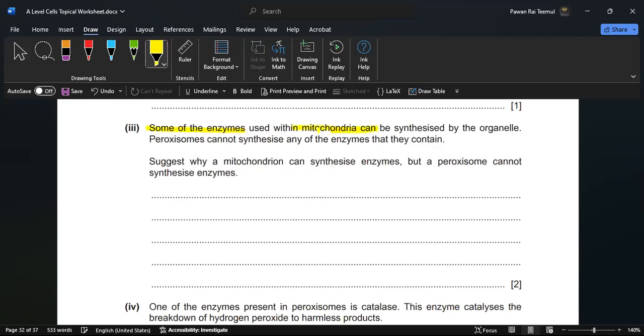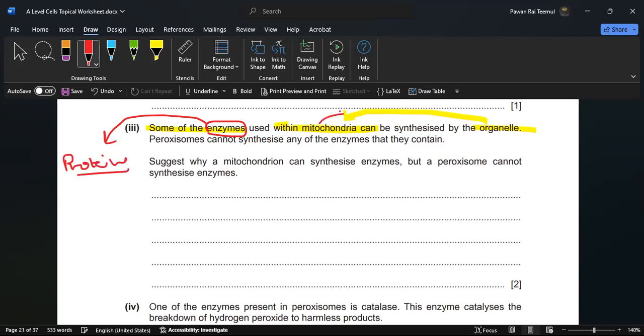Some of the enzymes used within mitochondria can be synthesized by the organelle, so that is by mitochondria itself, because it has its own ribosomes. Enzymes are proteins. Mitochondria has its own 70S ribosomes along with its own circular DNA, which allows it to make its own proteins that are enzymes, which it will be using itself. However, peroxisomes cannot synthesize any of the enzymes that they contain. So if they cannot synthesize, that means they do not have any ribosomes. Quite logical, isn't it?